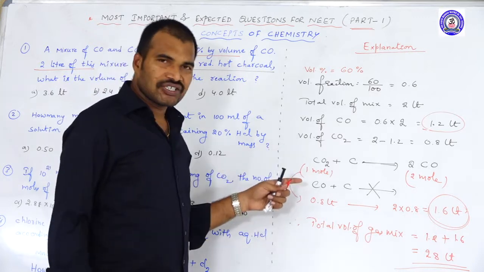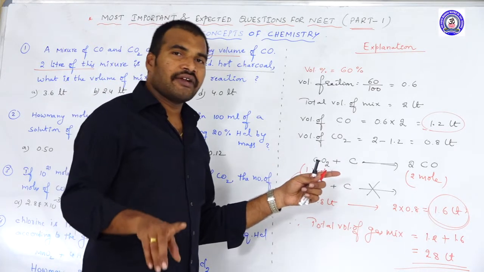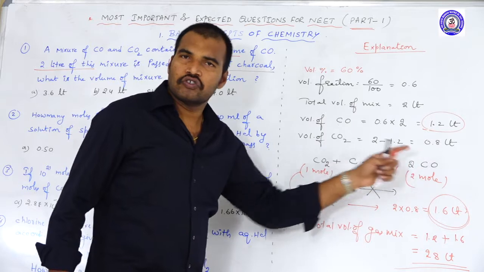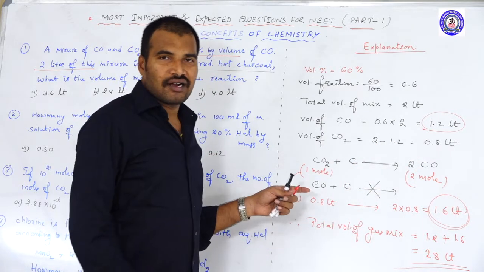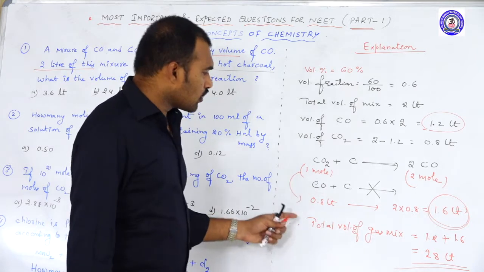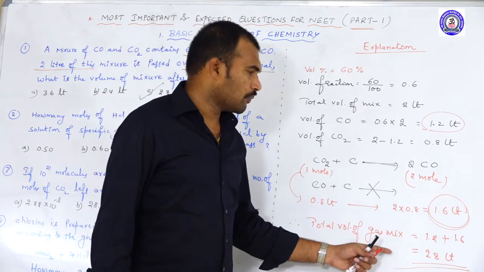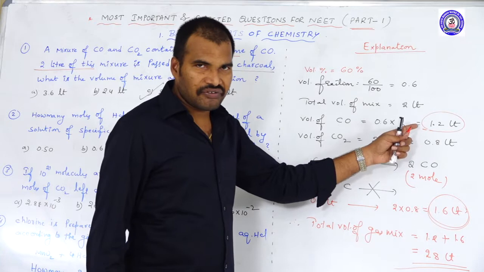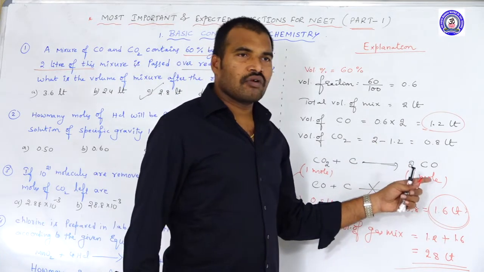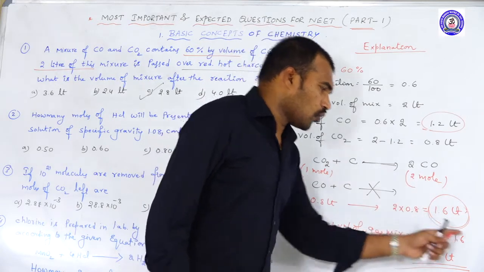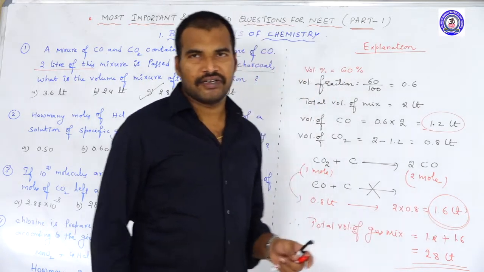Coming to the reaction, the CO2 gas alone can react with the charcoal, giving 2 moles of carbon monoxide, whereas carbon monoxide does not react with it. That is why the total volume of the gas mixture will be 1.2, that is the unreacted CO gas, plus 1.6, the total volume of CO produced. The total volume is 2.8 liters.